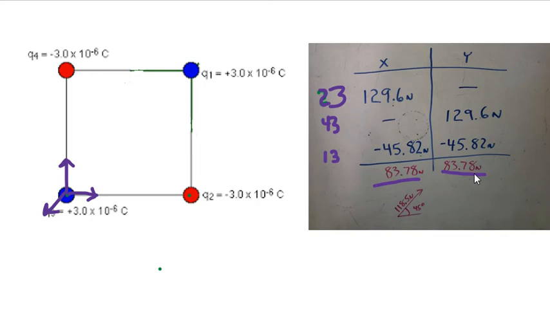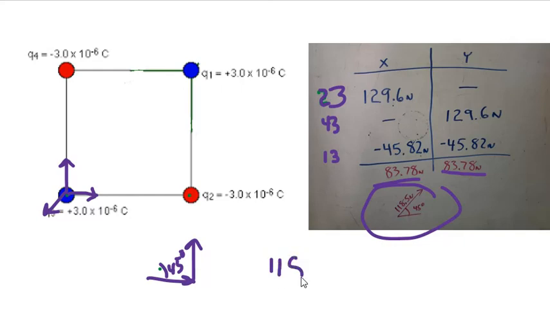So I know it's pulling to the right. The net force is to the right and up. I know this angle is 45 still because both of those sides are the same. So my force turns out to be, I don't know if you could see it, 118.5 newtons at 45 degrees. So there is a problem that shows the calculations.